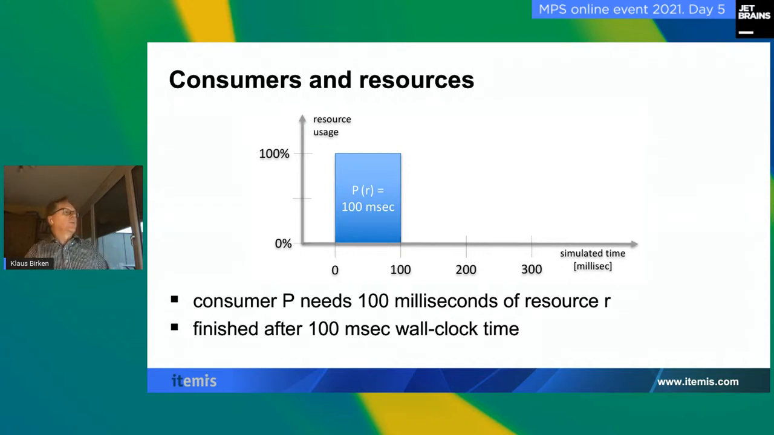In this example, we can see the time from left to right and the consumer P, which needs 100 milliseconds of resource R. The resource might be a CPU or a network or some memory. So what happens? If there's no other consumer on this resource, then it will take 100 milliseconds of wall clock time until the resource activity is finished. After 100 milliseconds wall clock time, the consumer can proceed and do the next thing.